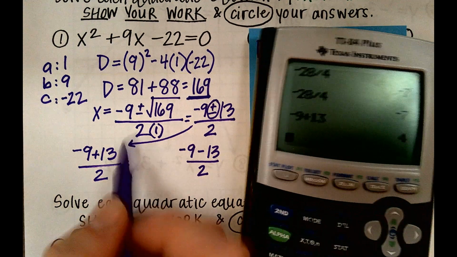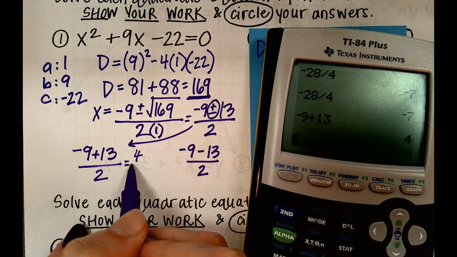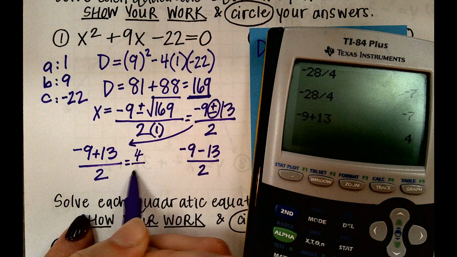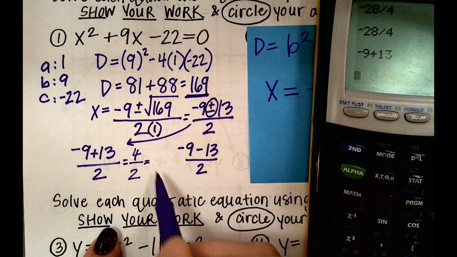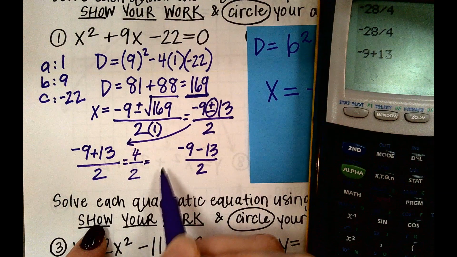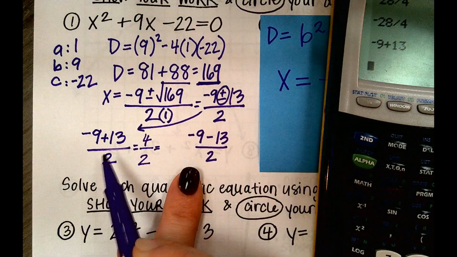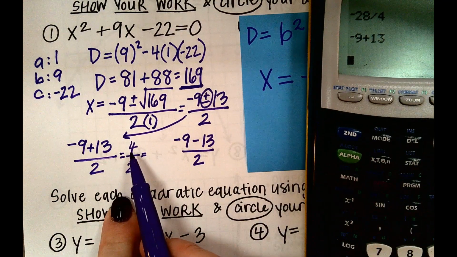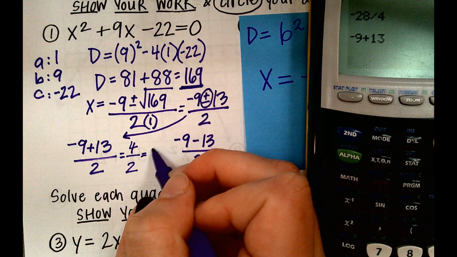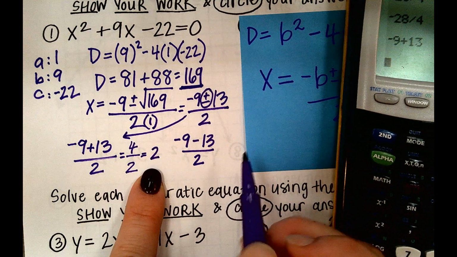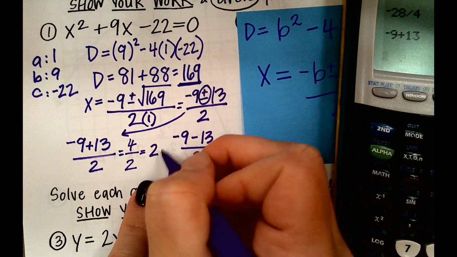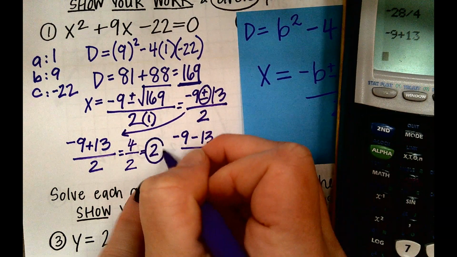Yes. Positive 4 over 2. And that is negative 2.5. Wait, it's positive. We're on the plus 2, still. It's positive 2. Positive 2. Okay, so we got 1. Oh yeah, that's right. Too far. That's okay. Okay, positive 2 is our first answer.